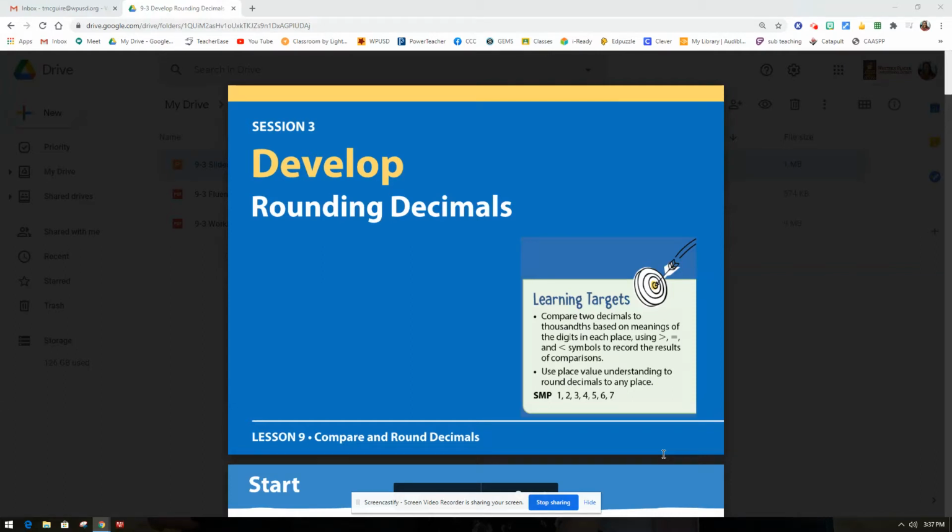Hi, welcome to Lesson 9, Session 3, developing. We're going to be rounding decimals today. We're going to use strategies to round the decimals when we are given a place value.